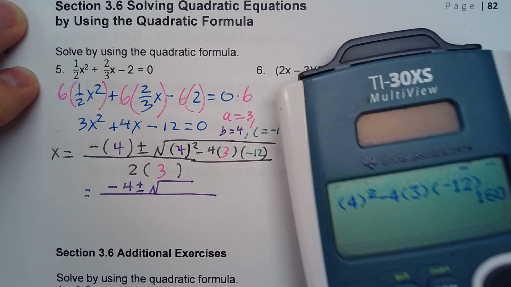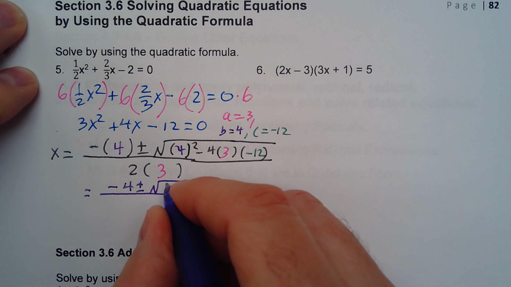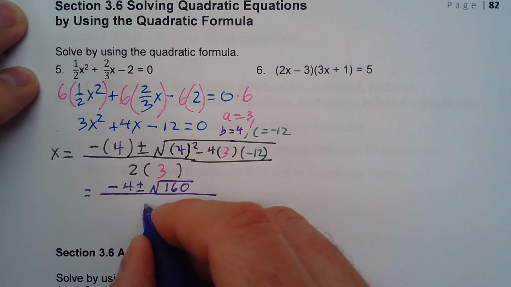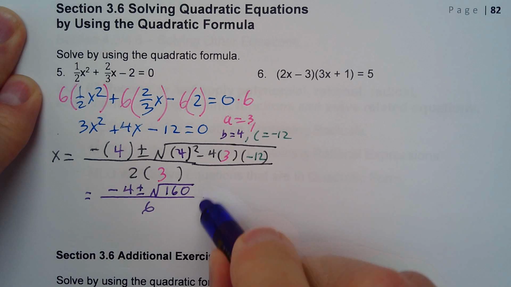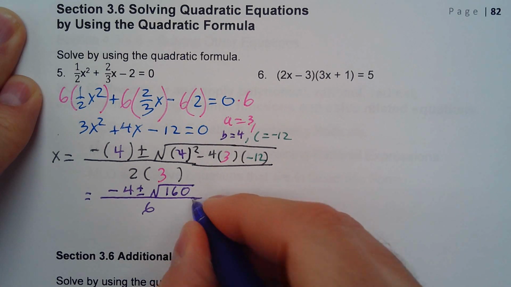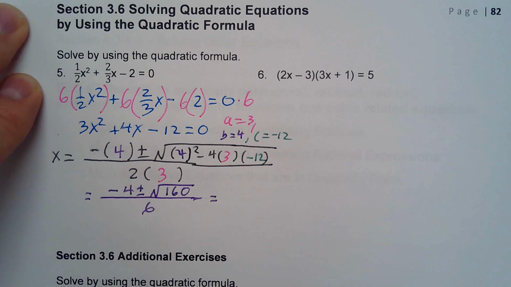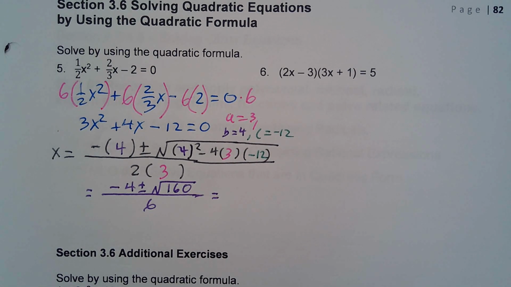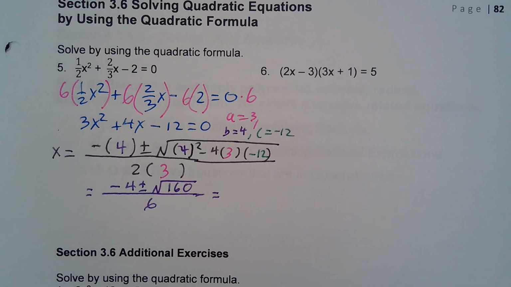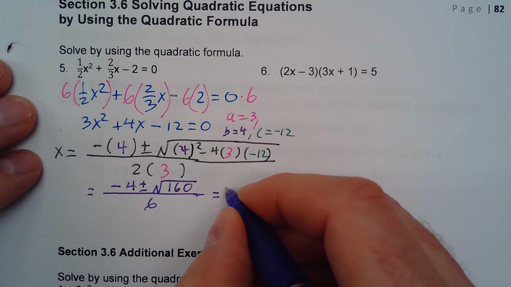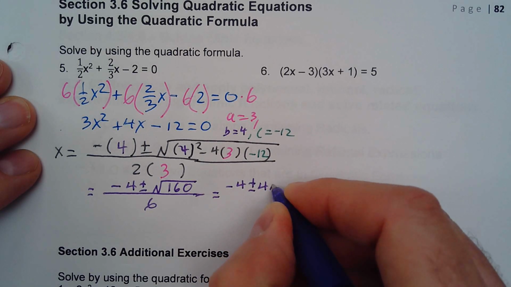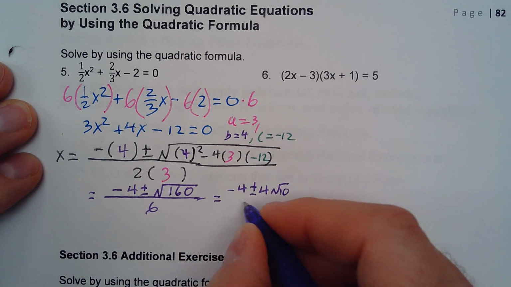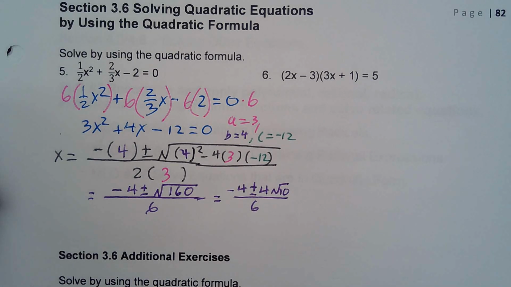That's 160 over 6. Now we can break down the square root of 160. You can think of 160 as 16 times 10. Square root of 16 is 4, so that becomes plus or minus 4 square root of 10 over 6.